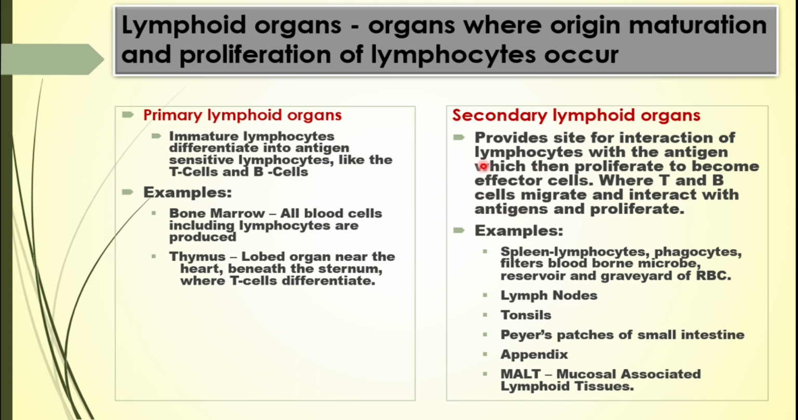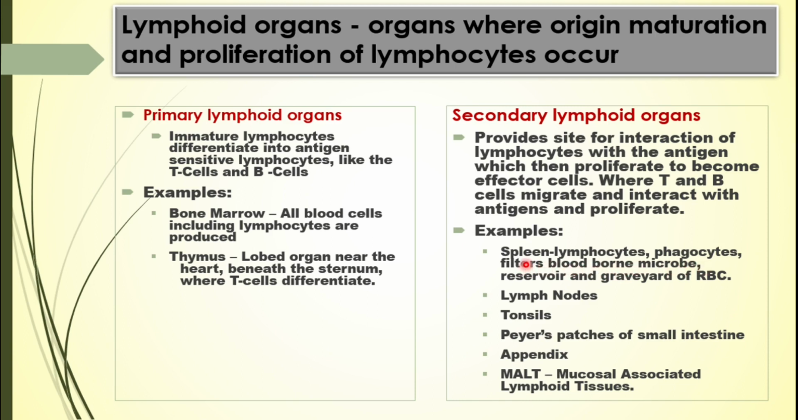So there's a difference between a primary and a secondary lymphoid organ. These are actually places where the T cells and B cells migrate and interact with the antigen. Let us see what are the examples for a secondary lymphoid organ. Spleen is an example. Spleen is an organ which is located very close to the stomach, and it contains a lot of lymphocytes and phagocytes. It is also capable of filtering blood-borne microbes. If there are microbes in the blood, the spleen acts as a very effective filter.